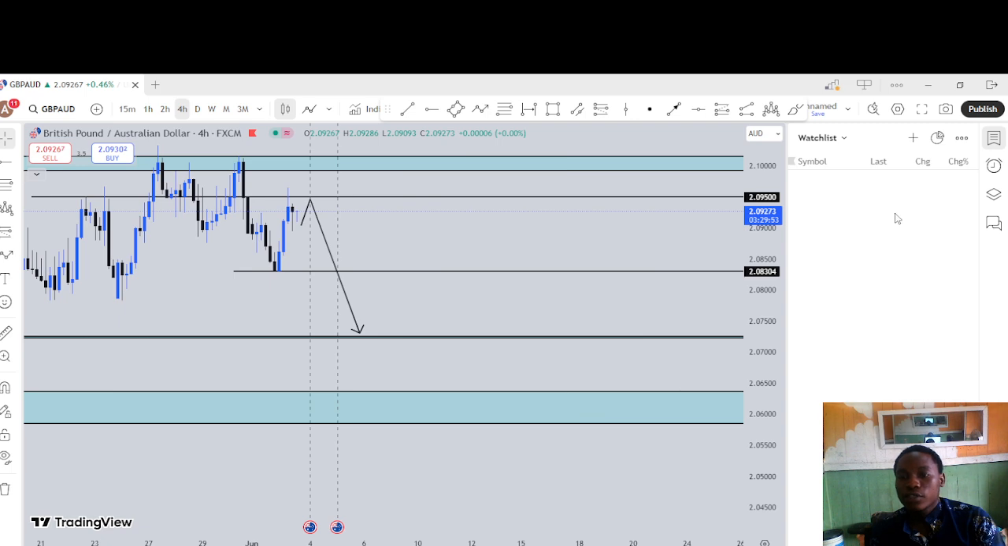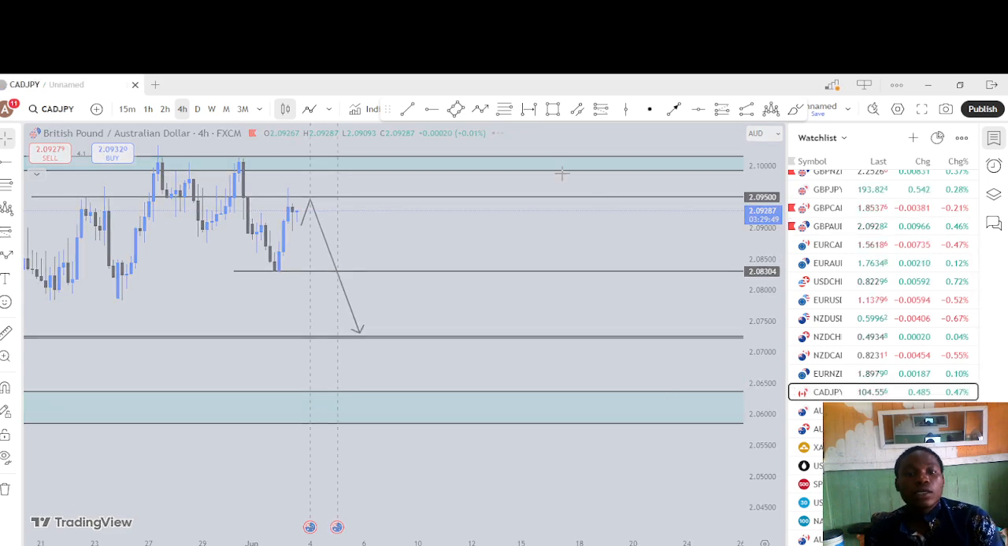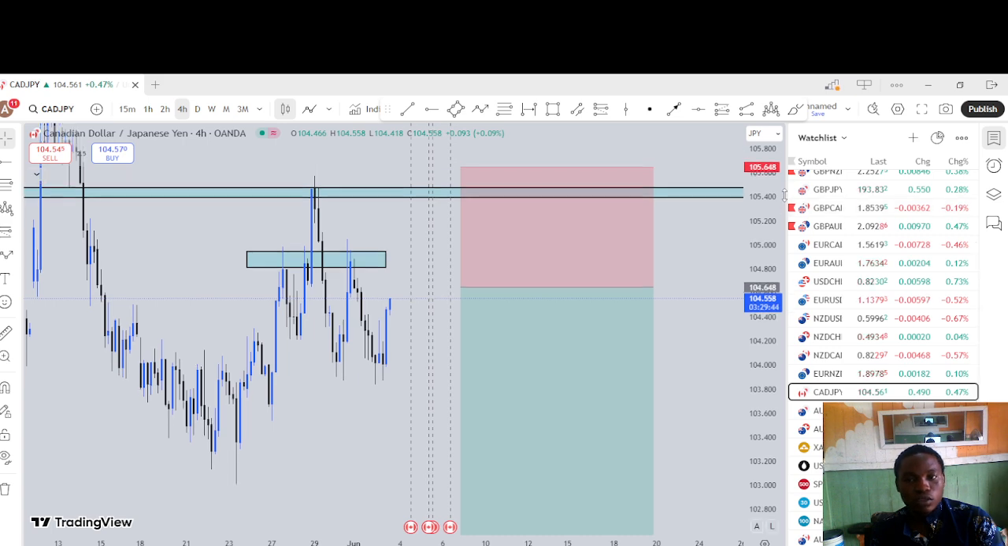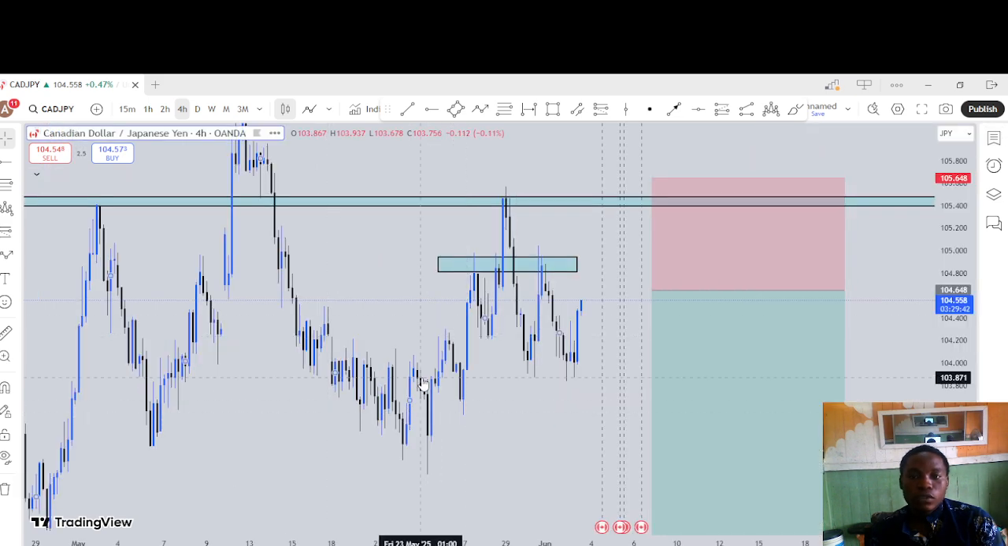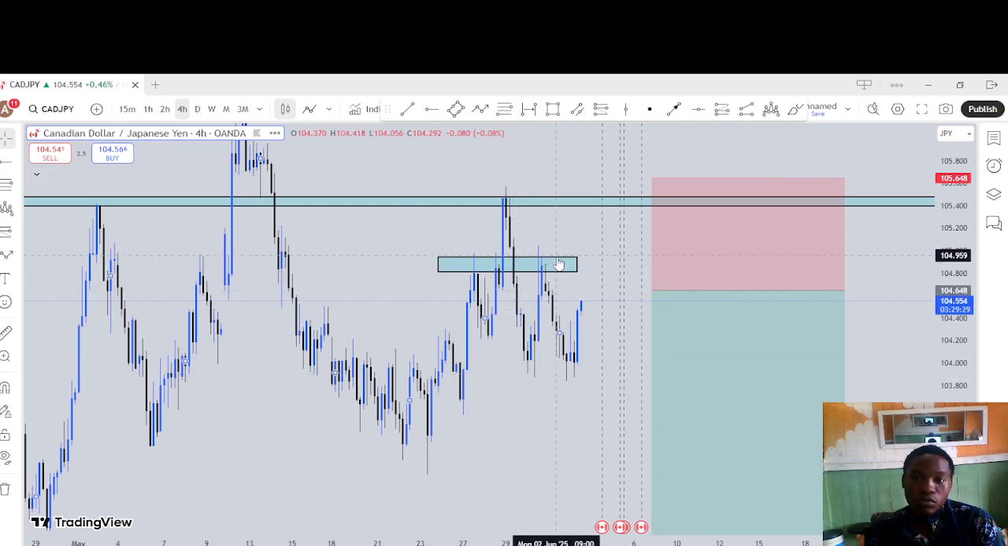And I have a trade running on CAD JPY, and this trade is not doing well. This was an entry off the daily time frame, and then on the 4 hour we got one, and the market has started to create a double bottom. But I already broke even on this trade. If you see my break even, I'm cool. There's nothing to do about that. So that's just all about that, guys.